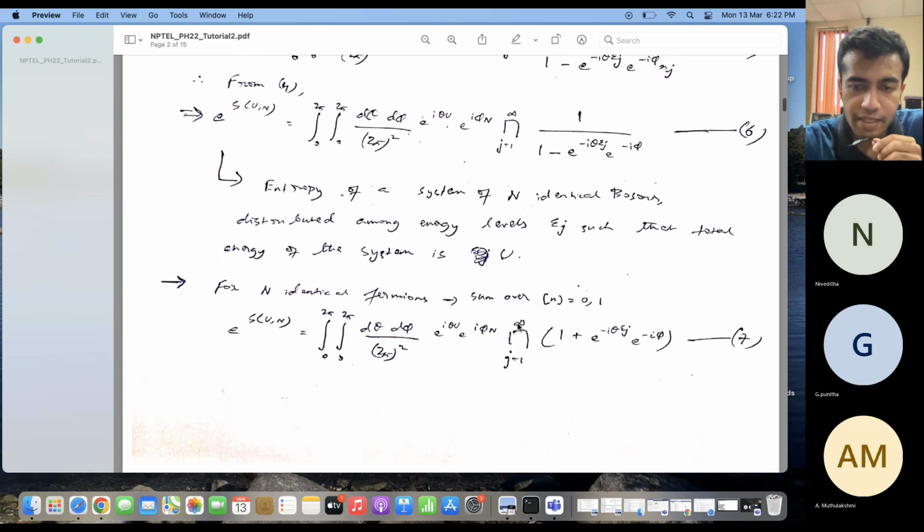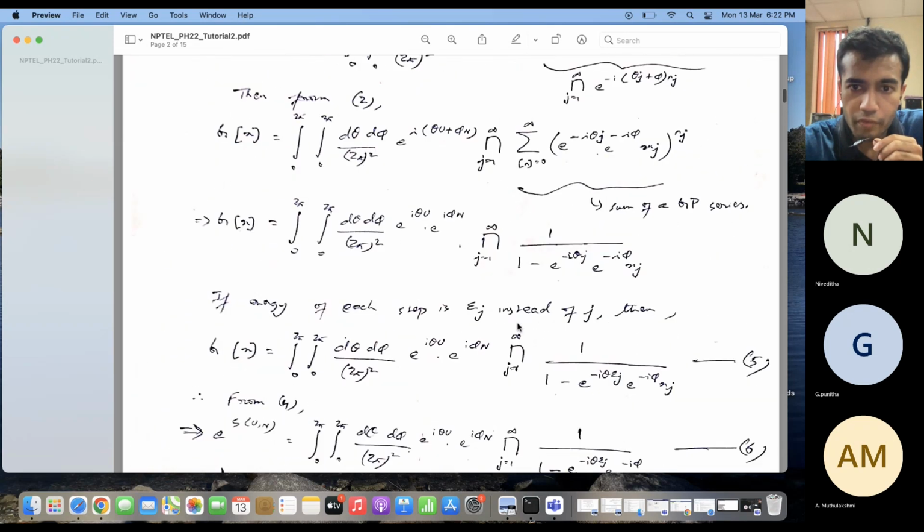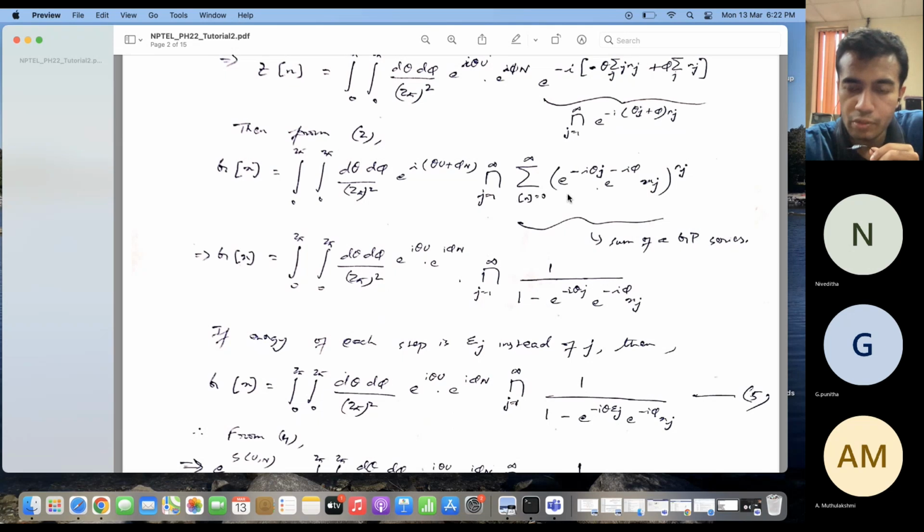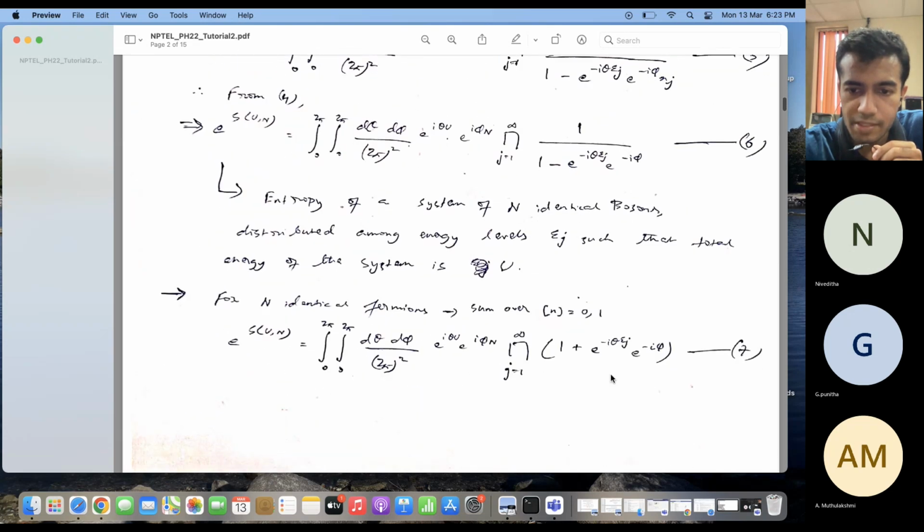So if that is the case, then this summation over n, this GP series summation, would no longer be an infinite GP series. It will only have two terms corresponding to nj equal to 0 and nj equal to 1. So basically it will be a sum over two terms. So this will be 1 plus e to the power minus i theta epsilon j e to the power minus i phi. Okay, so that is what we get over here. So if these were fermions, then this would be the exponential of the entropy of my system.